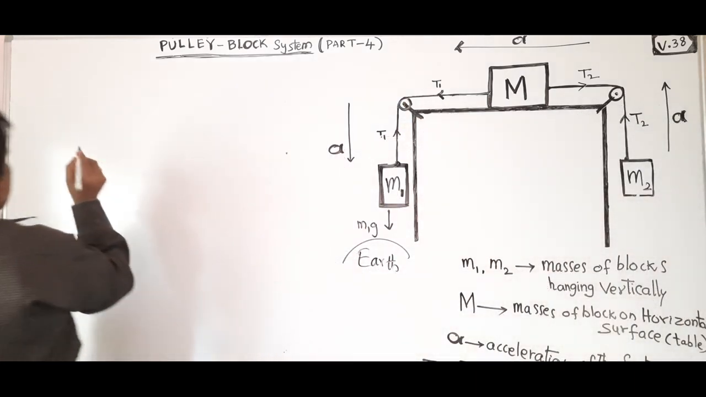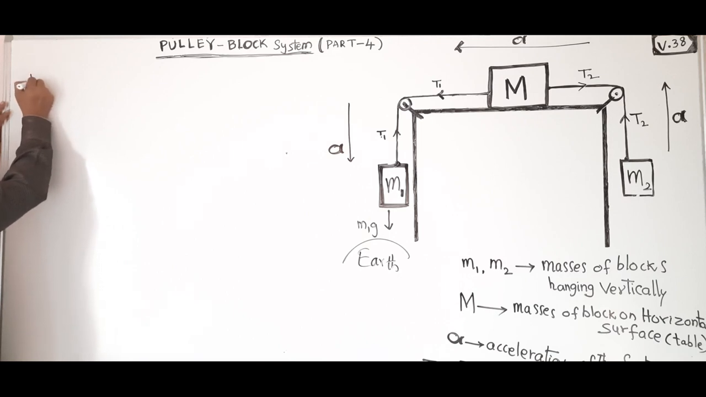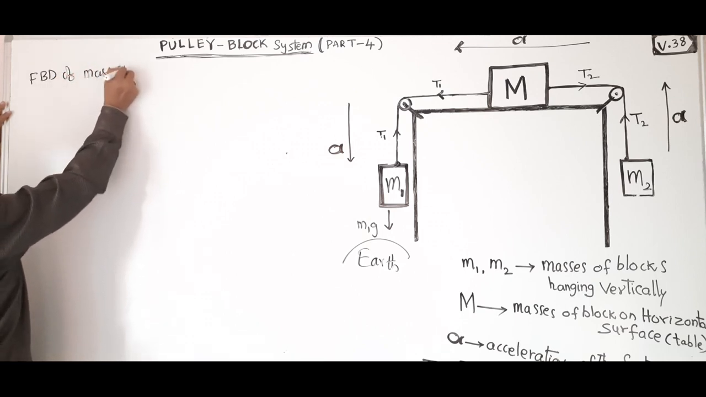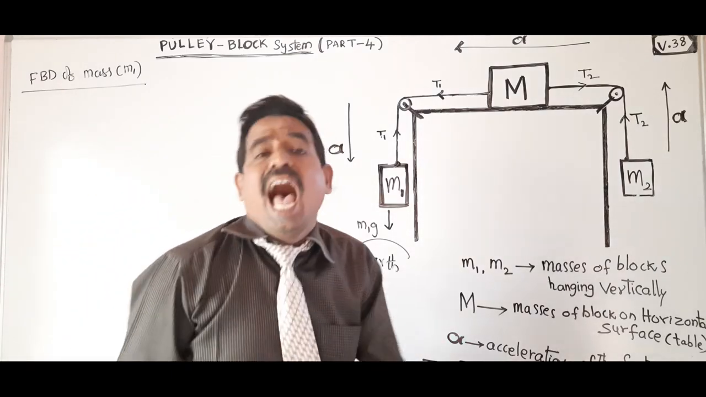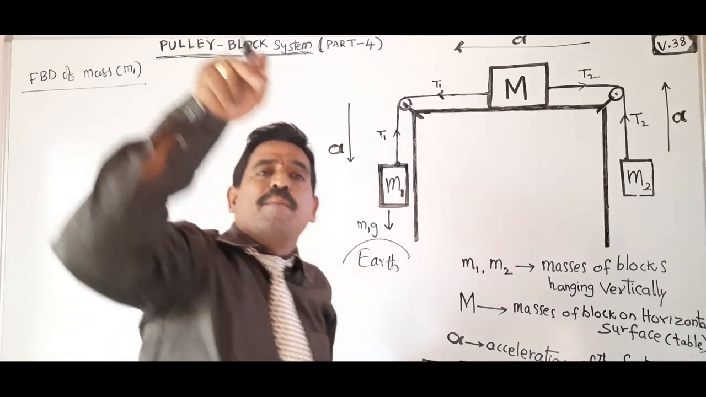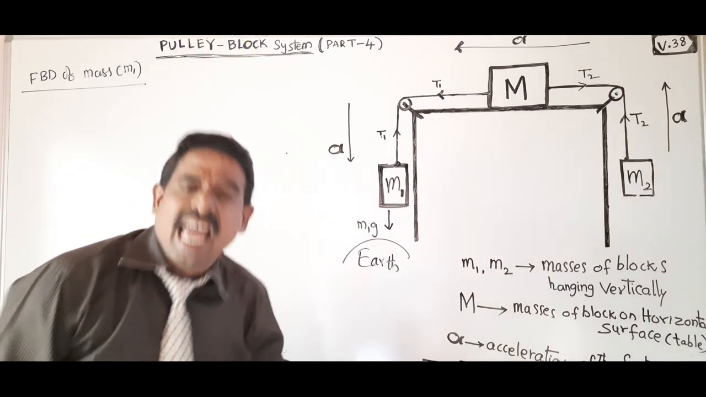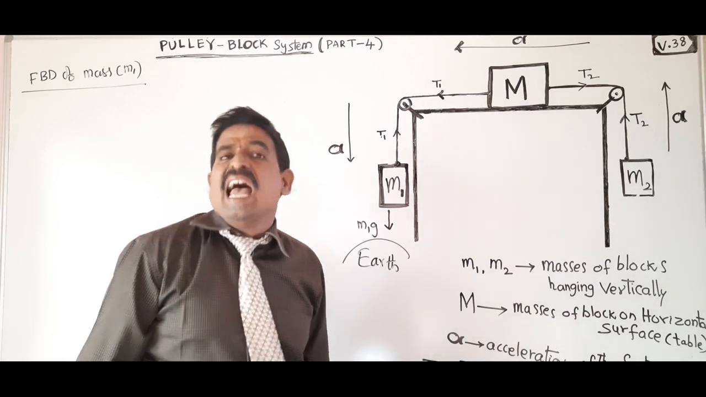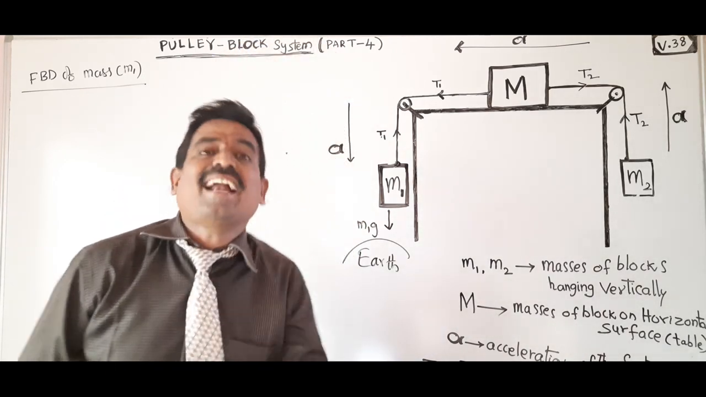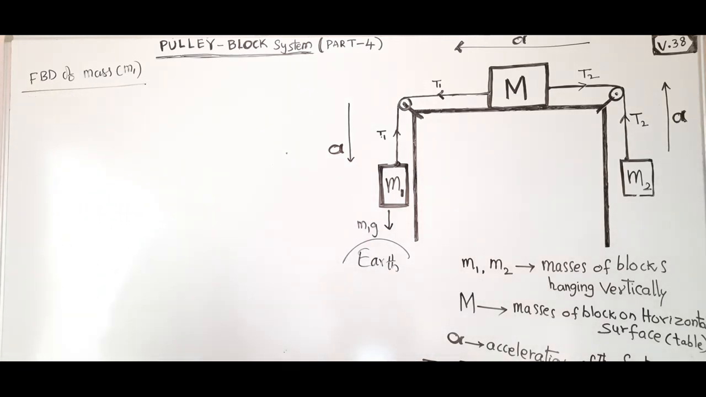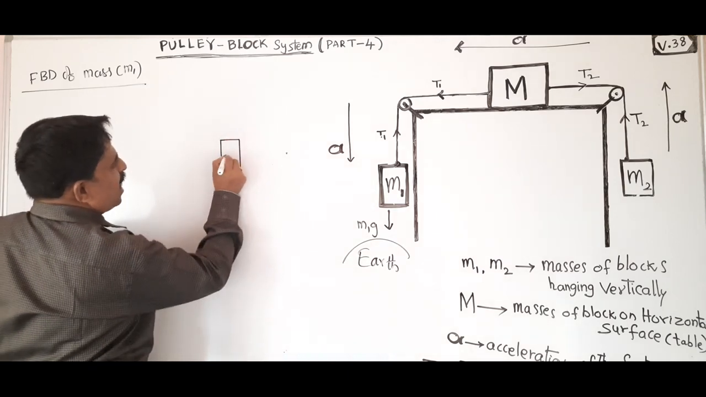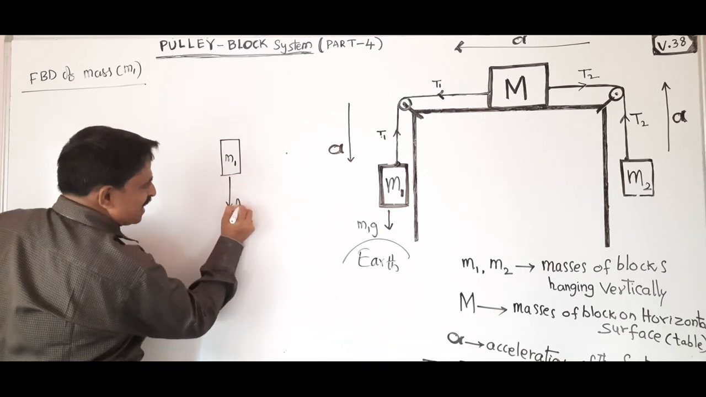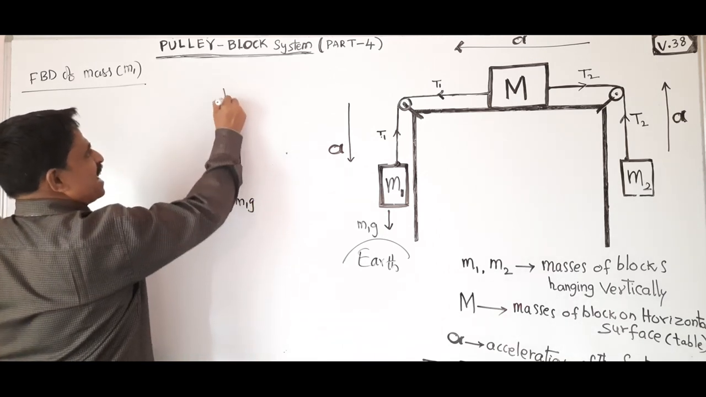Now, I am talking about the free body diagram of mass M1. Free body diagram means what? On that body, how many forces are acting, and in which directions the forces are acting, represented graphically by a diagram. That diagram we call the free body diagram. Now I am talking about the first block of mass M1. Weight is acting downward, tension is acting upward.